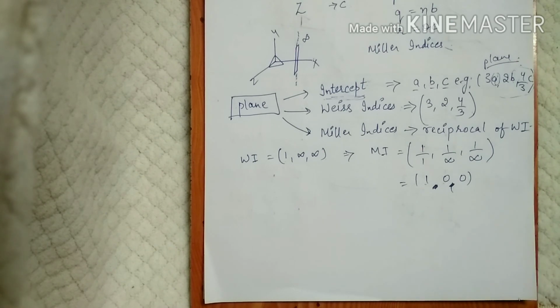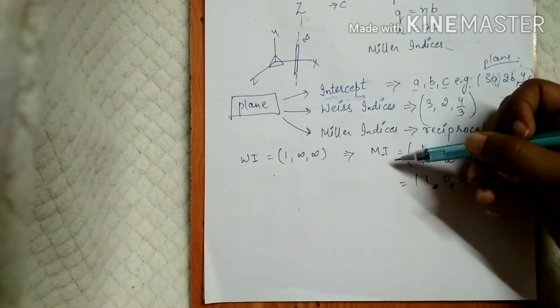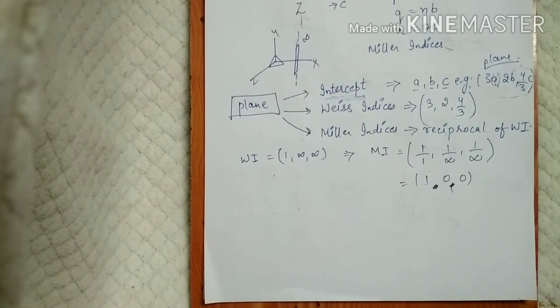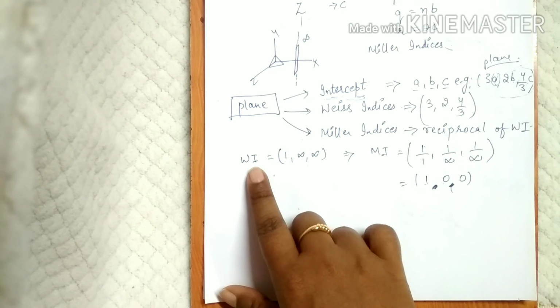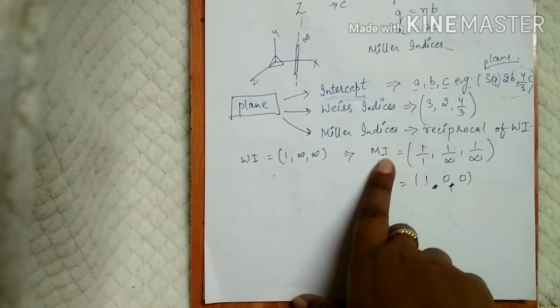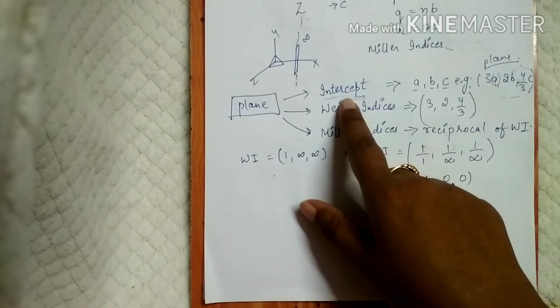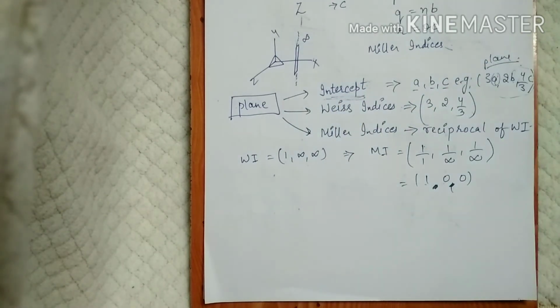So we need more time to understand Weiss indices and Miller indices elaborately, so I think I'm going to stop this video right now. In the next video, we are going to study elaborately the Miller indices and Weiss indices, and why Miller indices are used if Weiss indices or intercepts are already present. And we'll do some questions also so that we are clear with this concept.